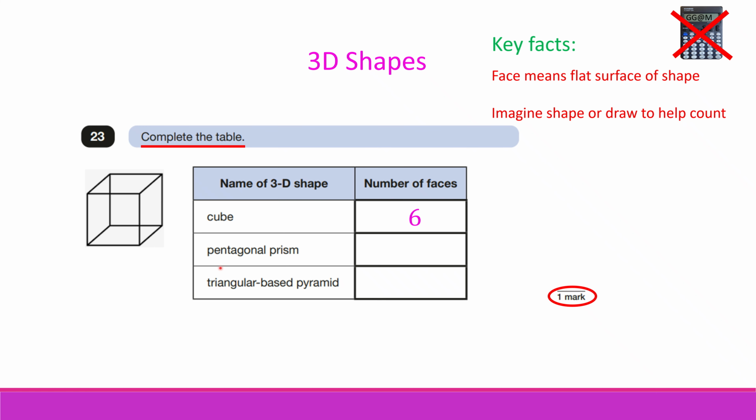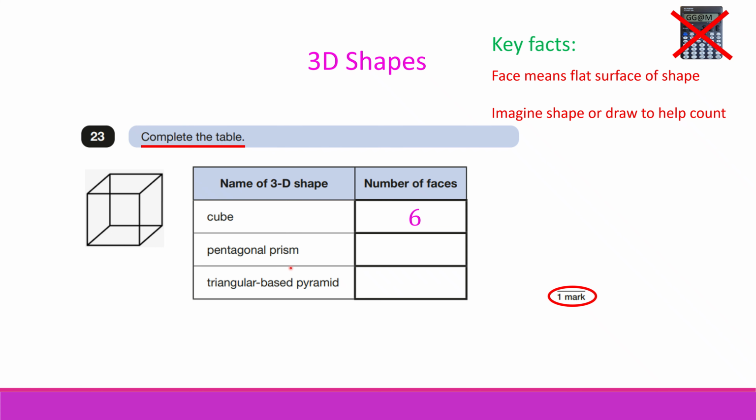The next one is a pentagonal prism. Now remember, there is a difference between a prism and a pyramid. A prism is a shape where it's got the same shape all the way through it, and a pyramid comes up to a point at the top. If you think of ancient Egypt pyramids, they always come up to a point. So that's the difference between a prism and a pyramid.